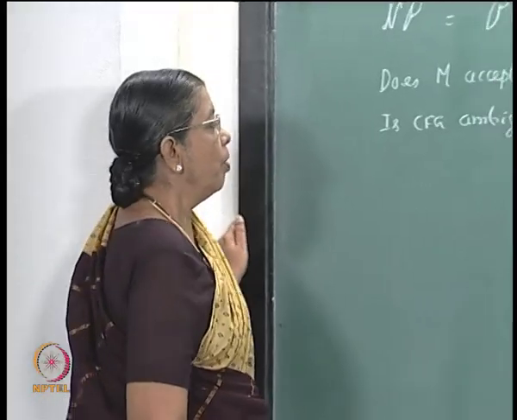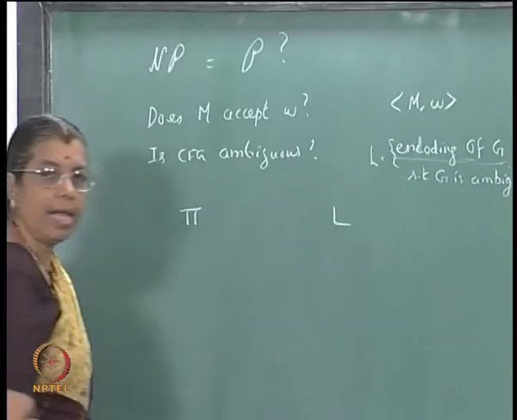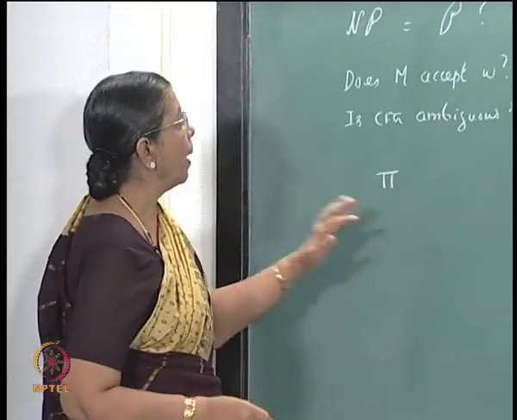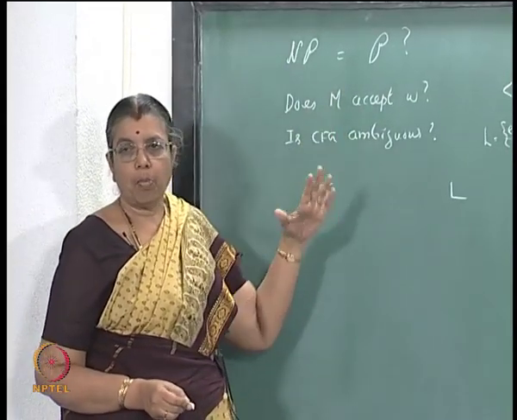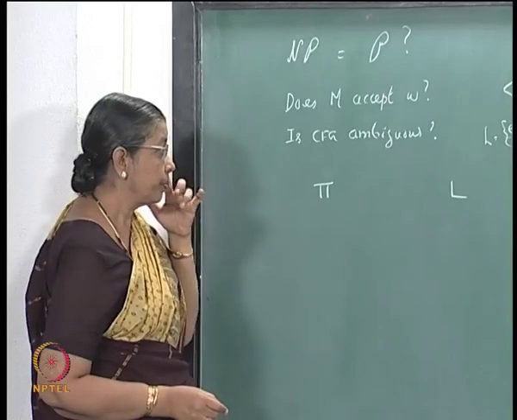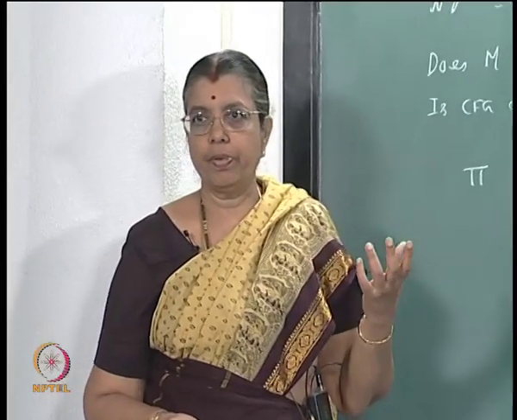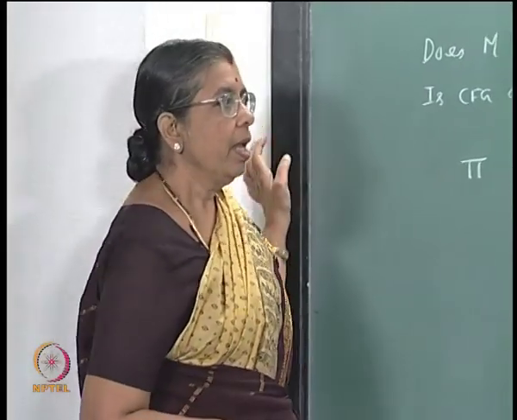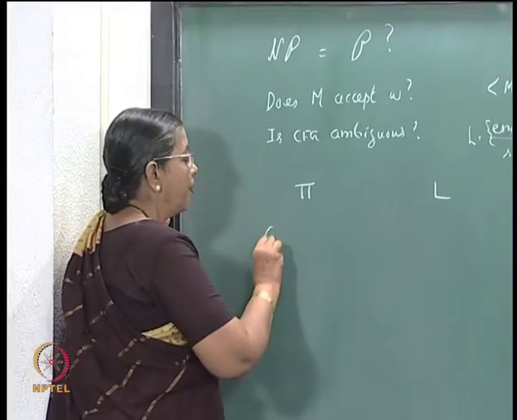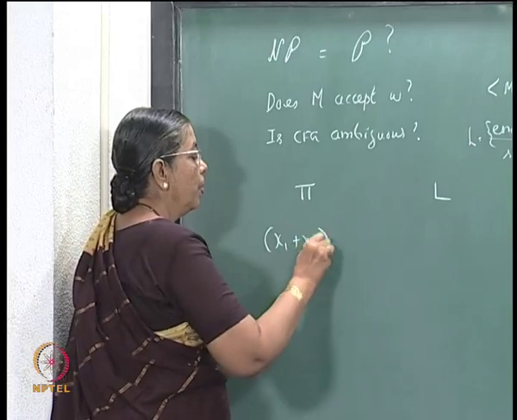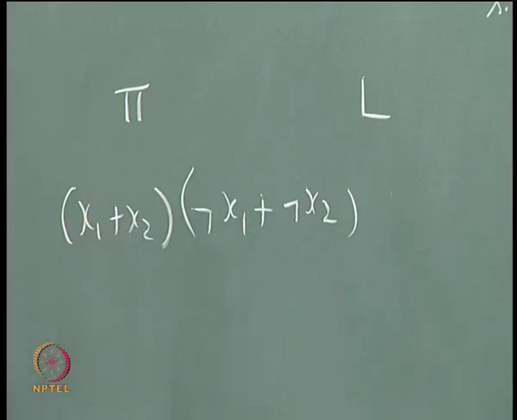So, you can talk about problems; usually we use the symbol pi and the corresponding language is L. So, you talk about pi in NP, pi in P, or L in NP; both are equivalent. Now, when you look at a language representation for a problem, certain things you have to consider. For example, if you have a Boolean expression, is the Boolean expression satisfiable? For example, x1 plus x2, not x1 plus not x2, or something like that, this is a Boolean expression.